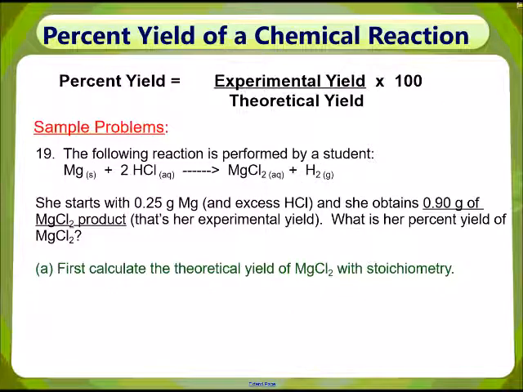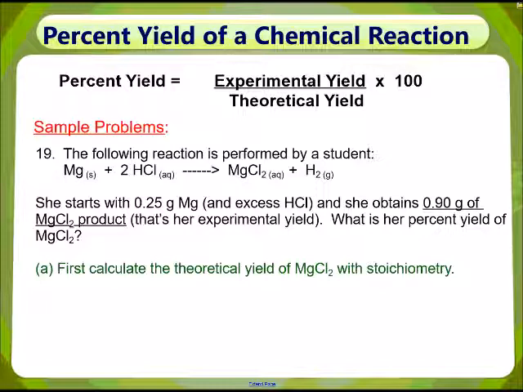So our first example for this is magnesium reacting with hydrochloric acid to give us magnesium chloride and hydrogen. Now, our student started with 0.25 grams of magnesium, and she obtained 0.90 grams of magnesium chloride. What is her percent yield of magnesium chloride?